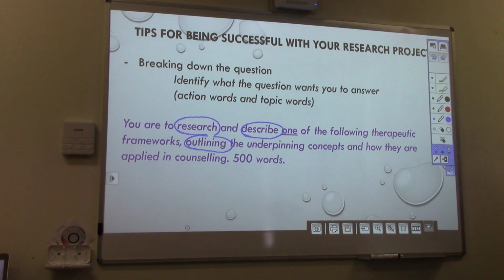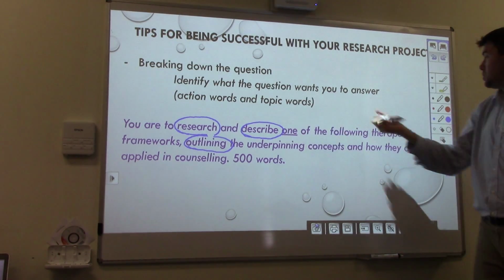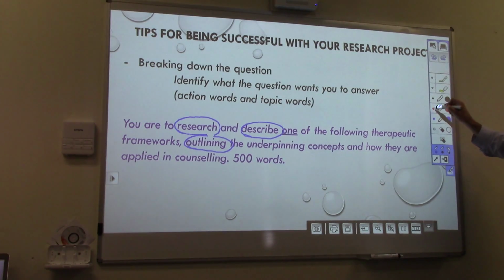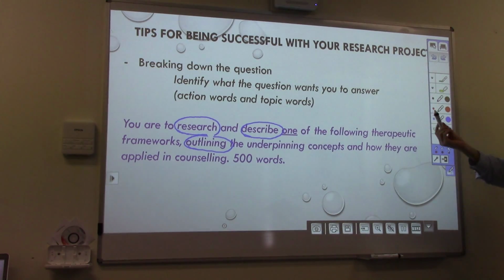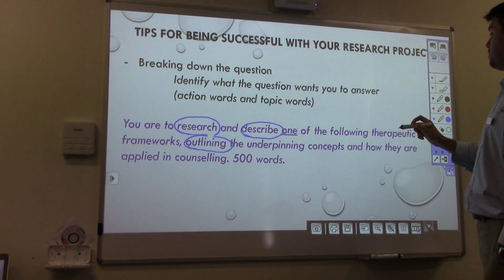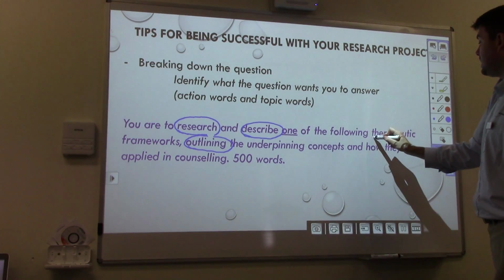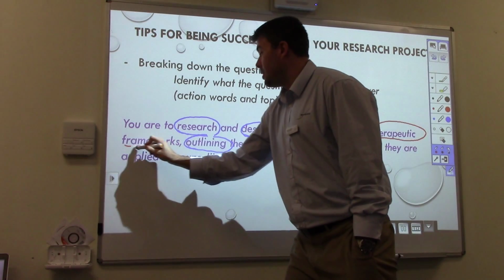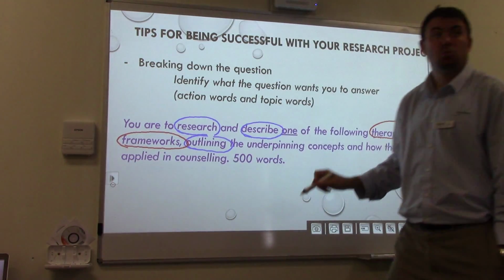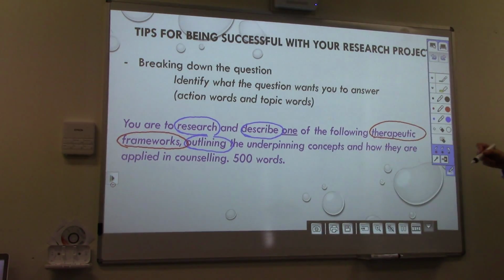That's your first step. Your second step is to identify the topic words. In other words, what are we going to research, describe, or outline? Let me give you one. Therapeutic frameworks. Therapeutic alliance. Well, we'll put in therapeutic frameworks. That's it. Obviously, this question reads like it was going to give you a list to choose from.